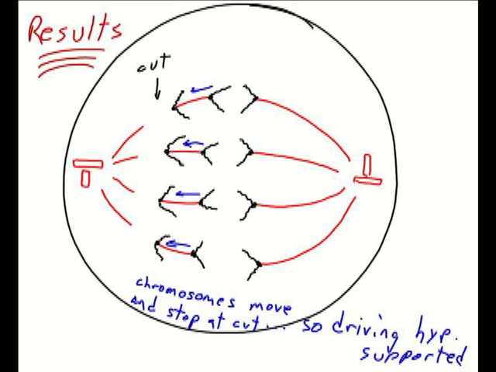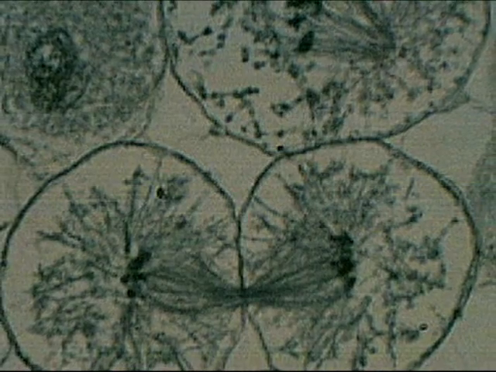The actual results supported the driving hypothesis. Chromosomes continued to move up until the cut, and then they stopped. The chromosomes should not have moved at all if they were only being pulled. However, this experiment does not rule out the possibility that pulling is also happening. It's possible the chromosomes are pulled and driven at the same time. Much like in a mall, when you walk up the up escalator, you're being pulled, but you're also walking at the same time.